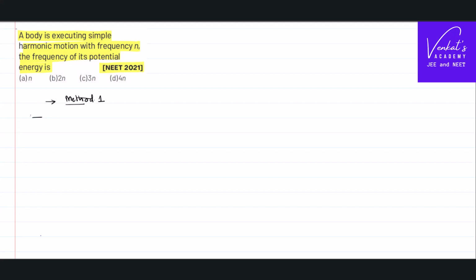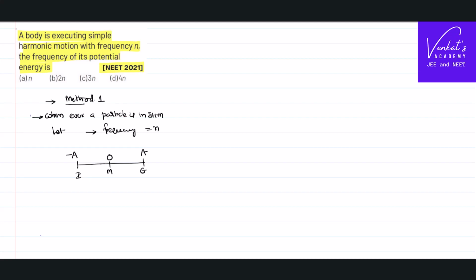We know that whenever a particle is in simple harmonic motion, it goes and comes back to its mean position some number of times. That's called its frequency. Let that frequency be n. By an oscillatory motion, we mean there is a mean position, an extreme position, and another extreme position. Here the displacement is 0. Here the displacement is maximum. Here the displacement is maximum on the other side.